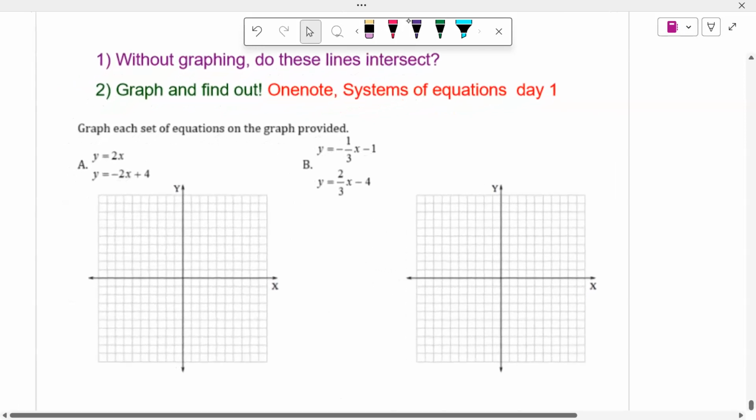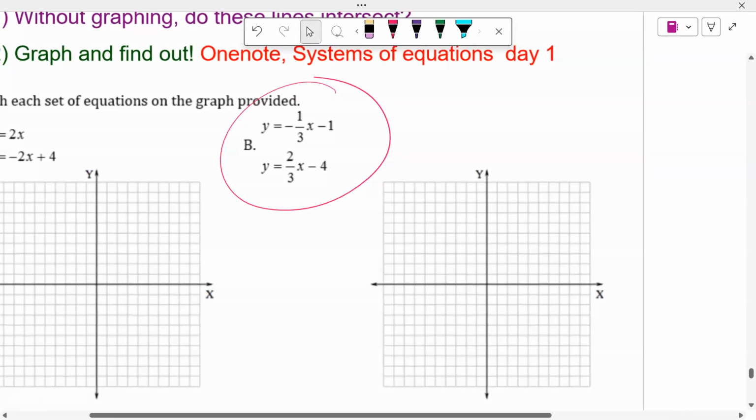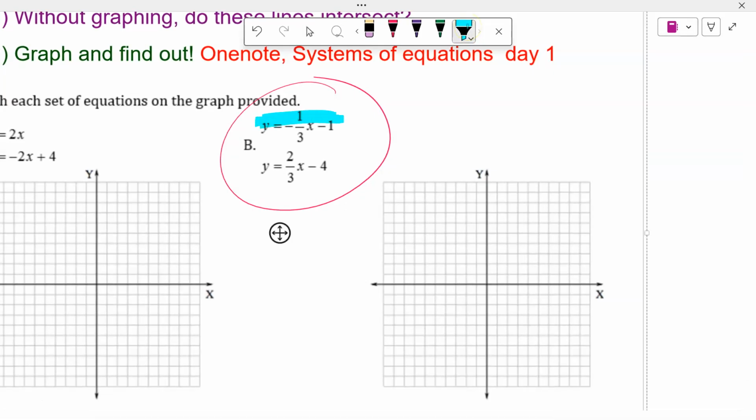Systems of equations, parallel lines, perpendicular, that's important too. So sometimes you're asked to graph more than one line, and that's what we call a system of equations. It's at least 2 lines, could be more. First and foremost, just looking at these, I'm going to look at example B to start. One of the things I hope you could do, again, is describe the behavior of these 2 lines. Hopefully you would agree the first line here, negative 1/3 x minus 1, has a negative slope. It's going to be decreasing, whereas the second one has a positive slope.